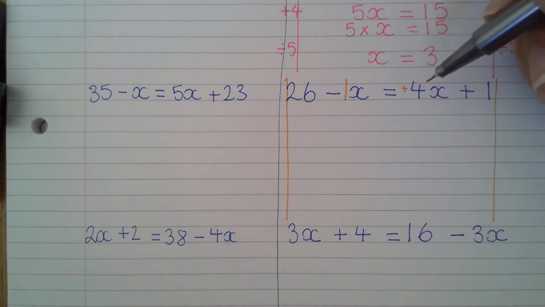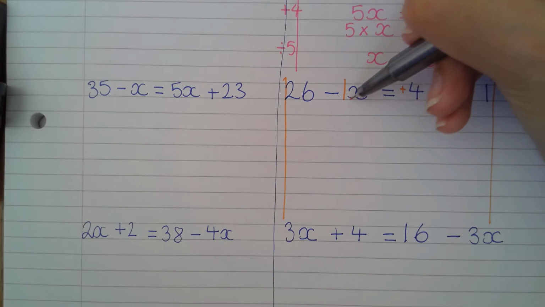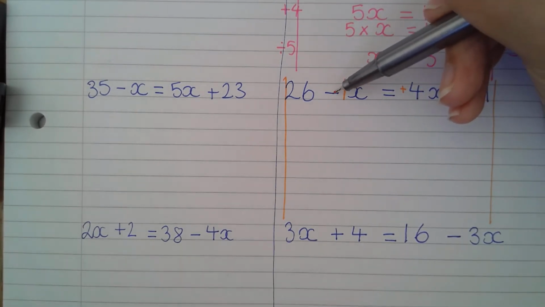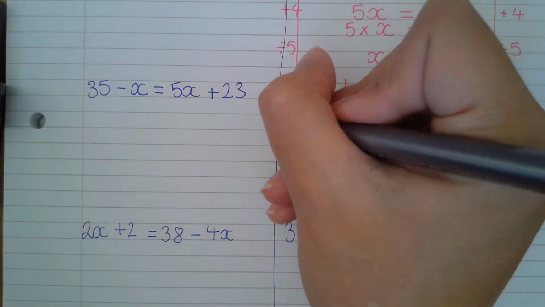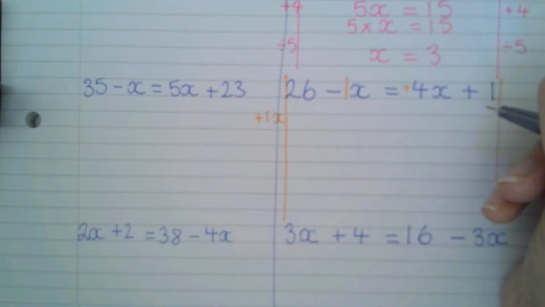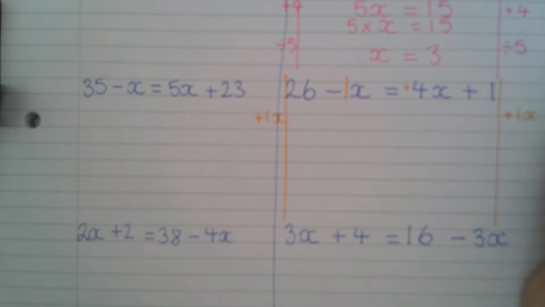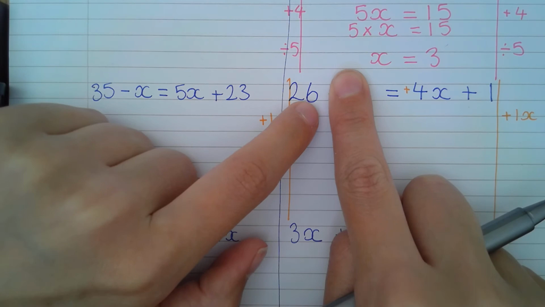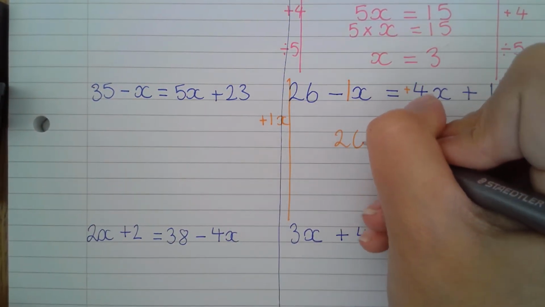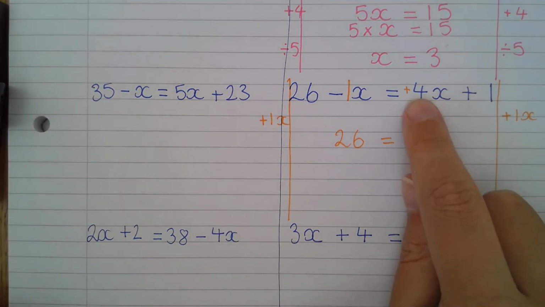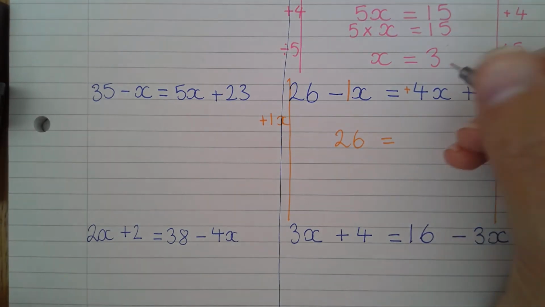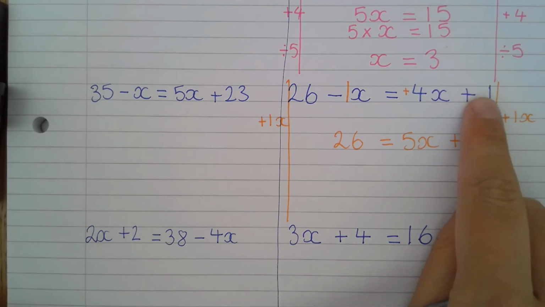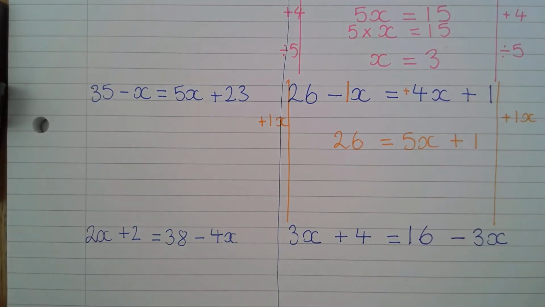Okay, so we want to look at the smallest number of x's, which is this one, negative 1x. So we're going to do the opposite of take 1x, which is add 1x on both sides. So take 1x, add 1x, they disappear, so I'm just left with 26 equals 4x add 1x is 5x's plus 1 stays the same because that's not got an x and that does, so they can't join up.